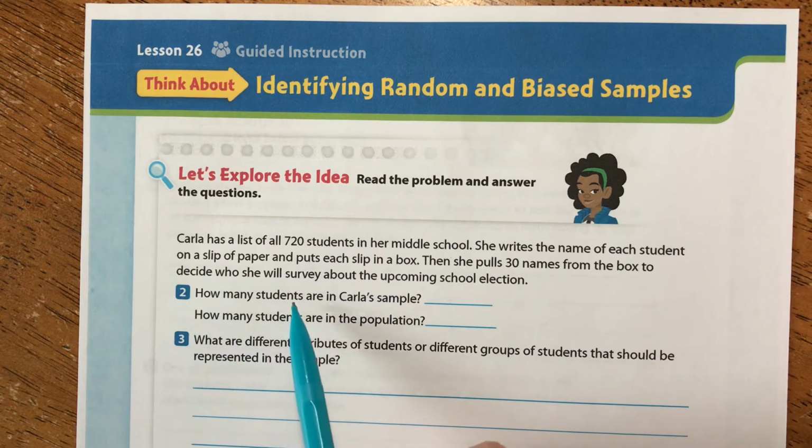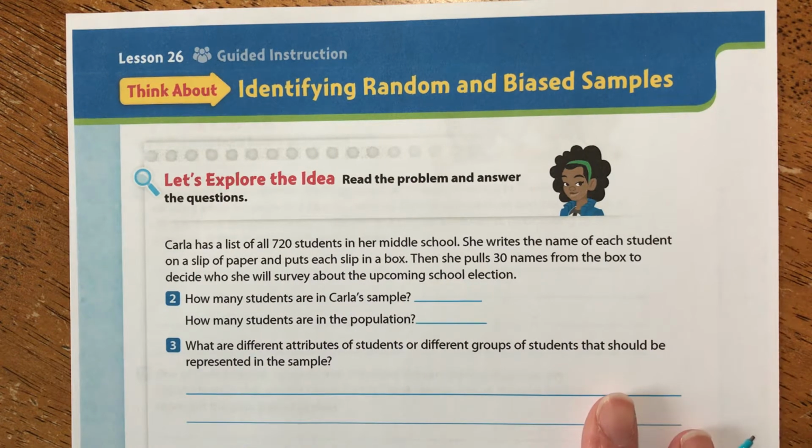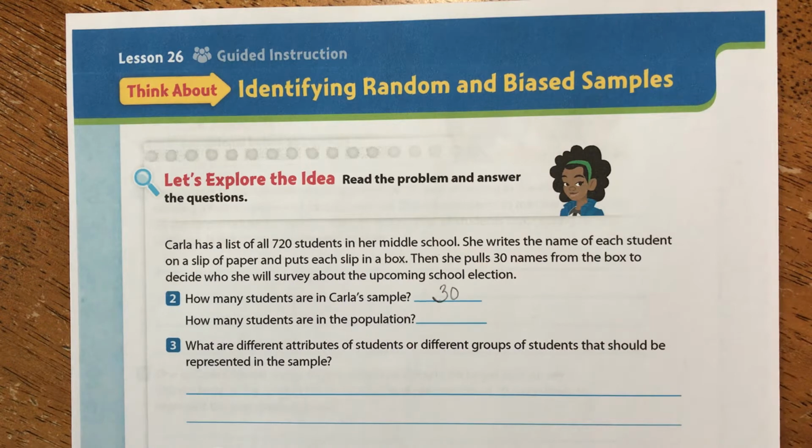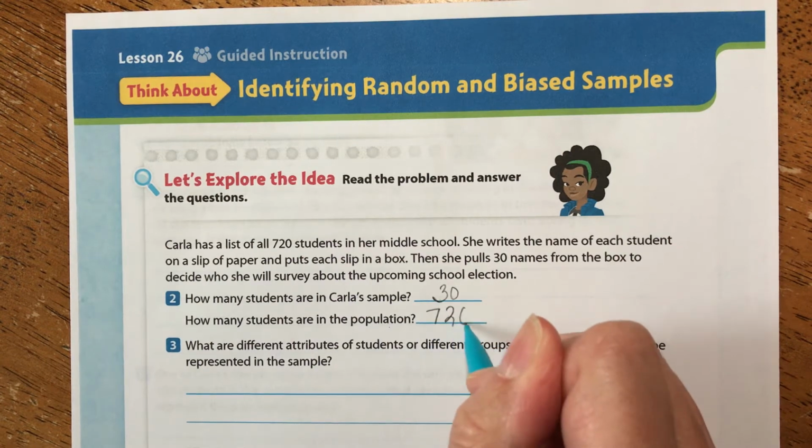Okay, how many students are in Carla's sample? So the sample is the part. So how many people is she going to sample? She's going to sample 30 names. And then what's the whole population? So this is the part, this is the whole. How many kids? Yeah, 720.